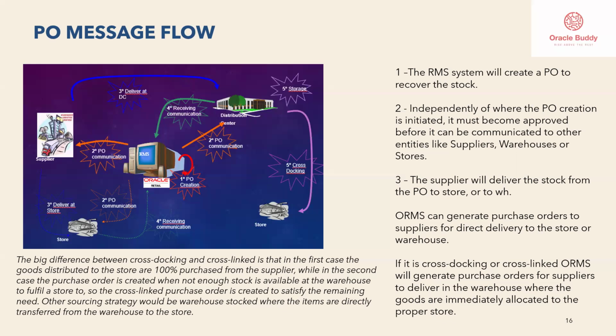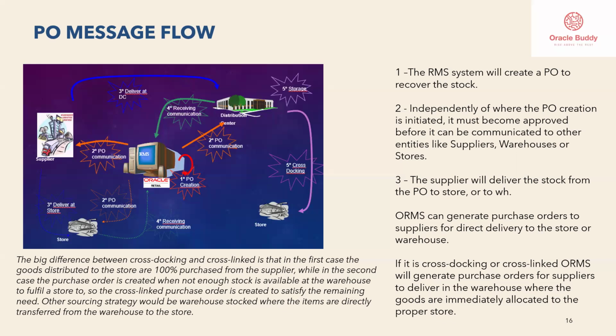The big difference between cross-docking and cross-linked is that in the first case, the goods distributed to the store are 100% purchased from the supplier, while in the second case, the purchase order is created when not enough stock is available at the warehouse to fulfill a store. So the cross-link purchase order is created to satisfy the remaining need. The other sourcing strategy would be warehouse stocked, where the items are directly transferred from the warehouse to the store.